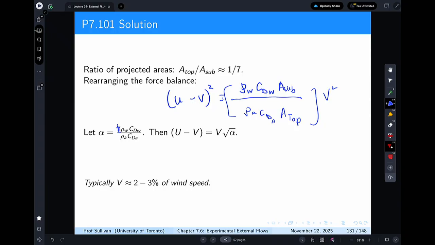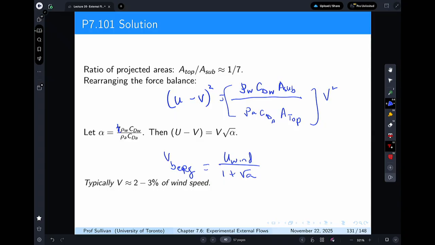If I let u minus v be some sort of function of alpha, I can do the ratio between the two, and the velocity of the berg is equal to the velocity of the wind divided by 1 plus square root of alpha, and v is typically 2 to 3% of the wind speed. So it's not a surprise. You don't expect to have an iceberg traveling at the same velocity as the wind. Otherwise, we would be in a lot of trouble on shipping routes.